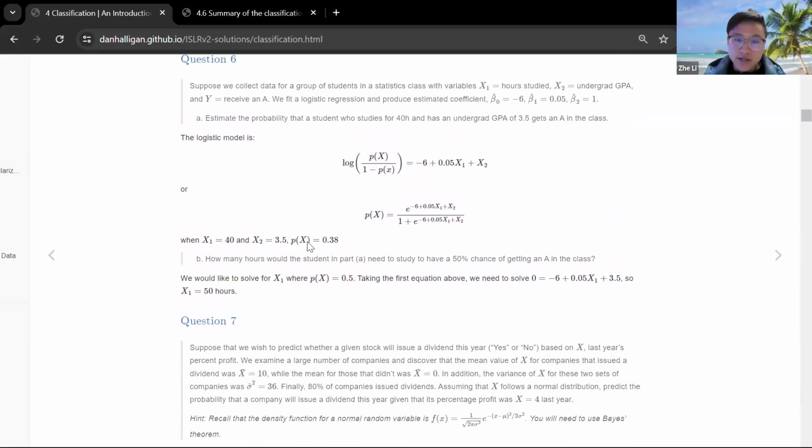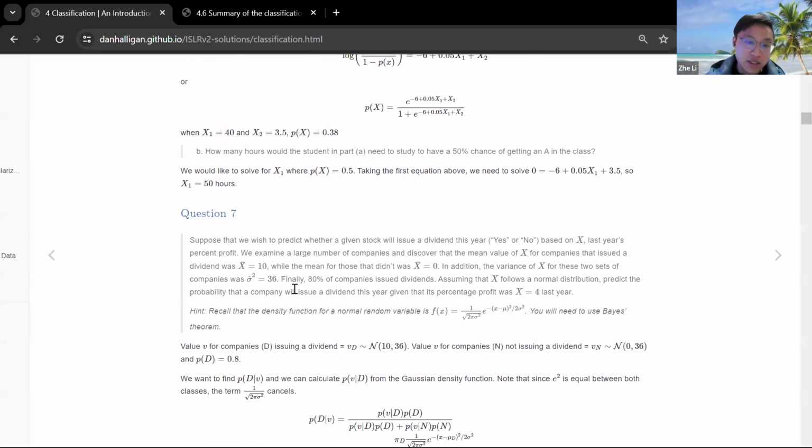So it's the same as if we want to have a 0.5 chance, which is our decision boundary. So we will find the case where the probability is 0.5, take this case back to our foundation, and we will find that the hours the student has to study is 15 hours per week.